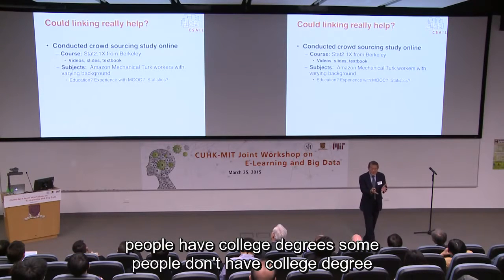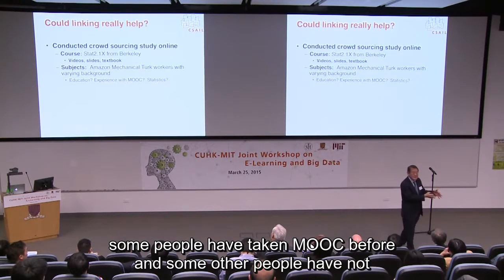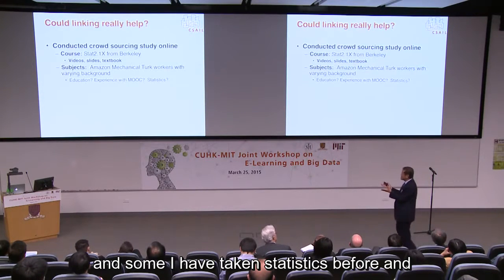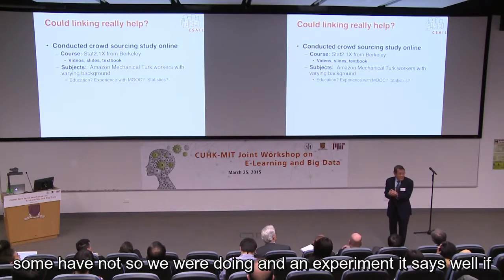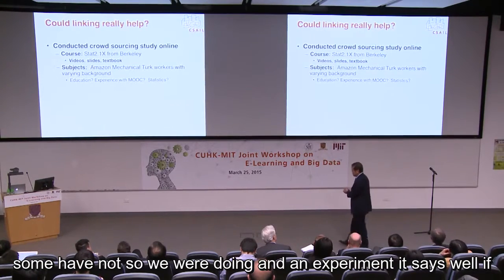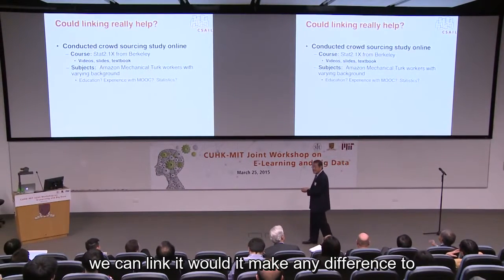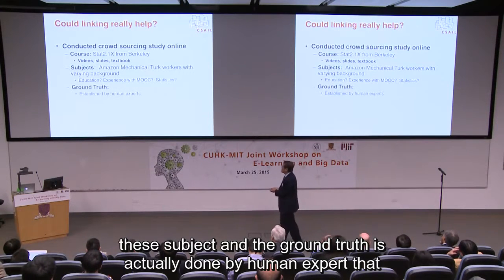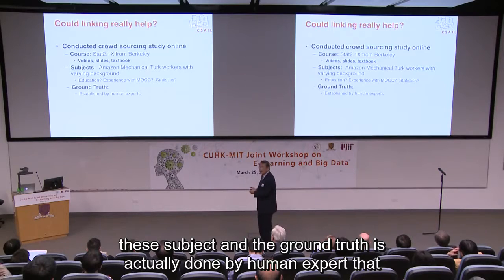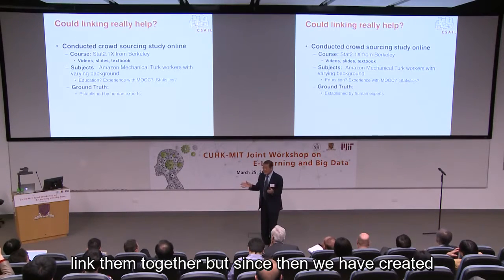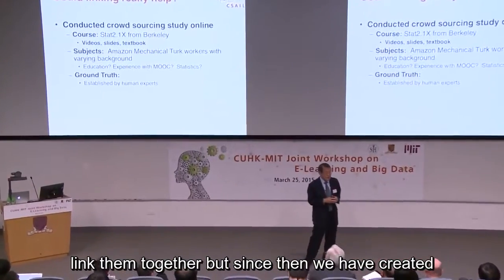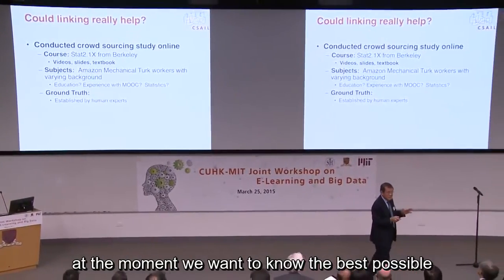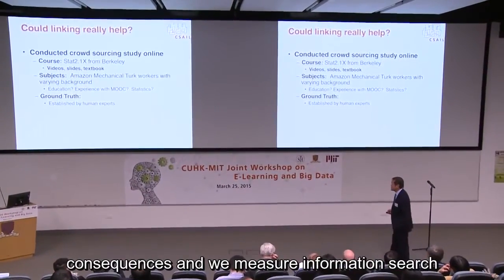Some people have college degrees, some people don't have college degree. Some people have taken MOOC before, and some other people have not. And some have taken statistics before, and some have not. Okay? So we were doing an experiment. It says, well, if we can link it, would it make any difference to these subjects? And the ground truth is actually done by human experts that link them together. But since then, we have created automatic techniques to link these things together. At the moment, we want to know the best possible consequences.